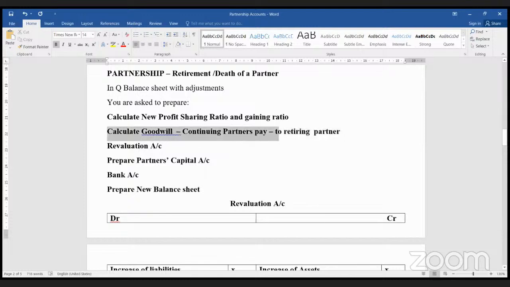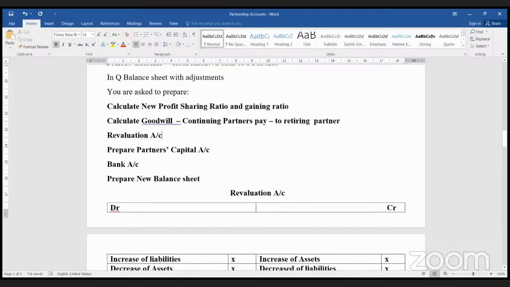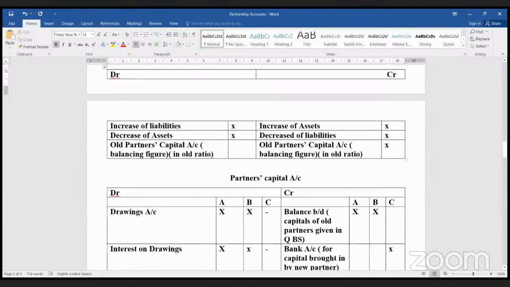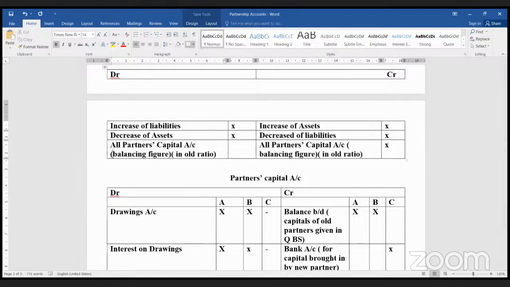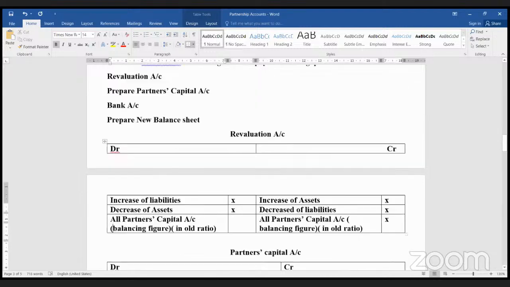Yes, ma'am. Continuing partners pay to the retiring partner. Remember this. After that, we will prepare the revaluation account as usual, the same way we prepare it for admission. Only, in admission you distribute to only old partners. Here, we distribute to all partners, including the retiring partner, in old ratio only, because he is also a part of the business, so we include him also in retirement.